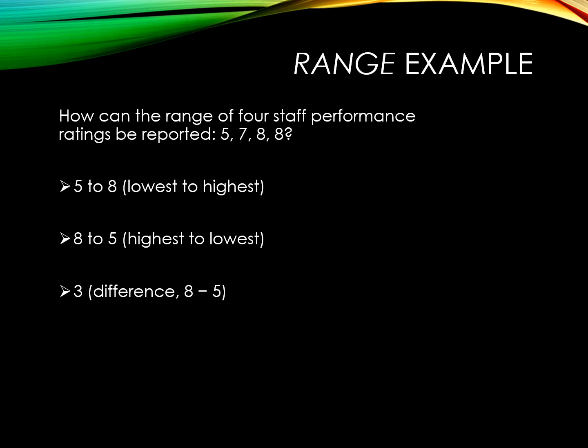So if we have a range of 5 to 15, we can say the range is 10 overall. Let's look at another example. Let's look at our example of our 5, 7, 8, and 8 staff performance. The range is 5 to 8, or 8 to 5, or it's 3, because the difference between 8 and 5 is 3.